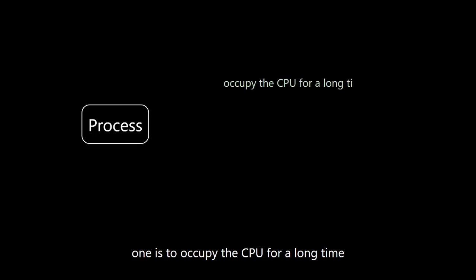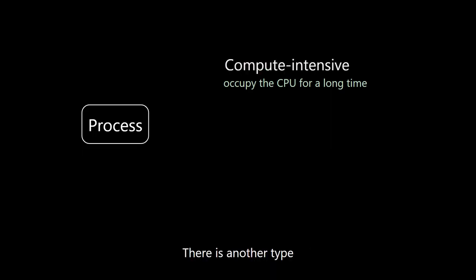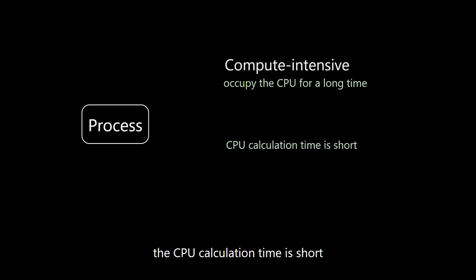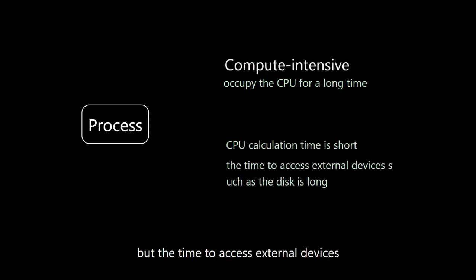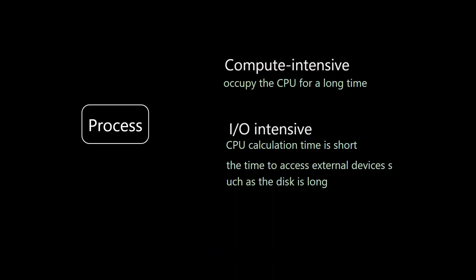One is to occupy the CPU for a long time for calculation, which is called computational intensive. There is another type. The CPU calculation time is short, but the time to access external devices such as the disk is long, and the number of times is large, which is called I/O intensive. I/O here is shorthand for input and output.